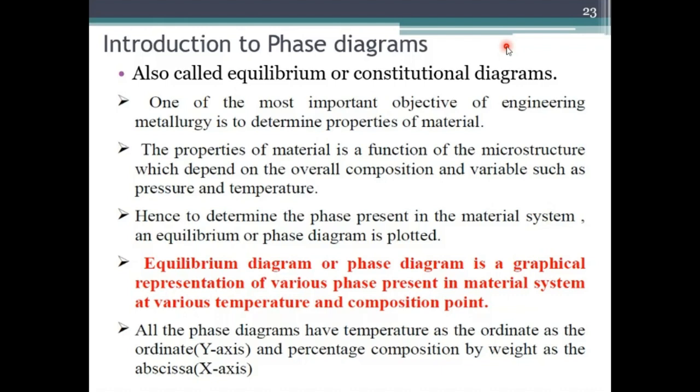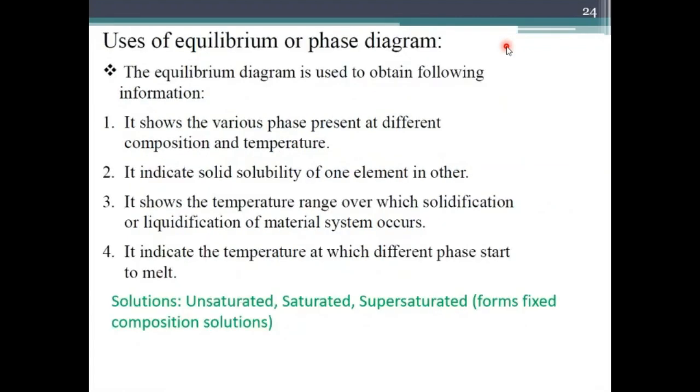So when you talk about this phase diagram, in the x-axis we will have the percentage composition, and in the y-axis we will have the temperature. And if you plot a point between x and y, whatever point you get in the plot will be the phase of that particular structure. Now, apart from this, there are other uses for a phase diagram. It shows the various phases present in a particular composition or temperature, or it indicates the solubility of one element.